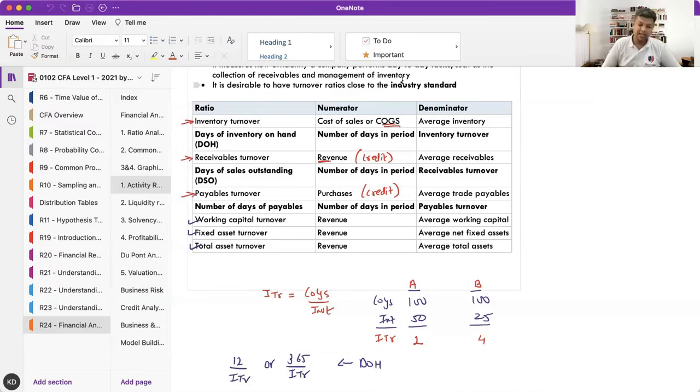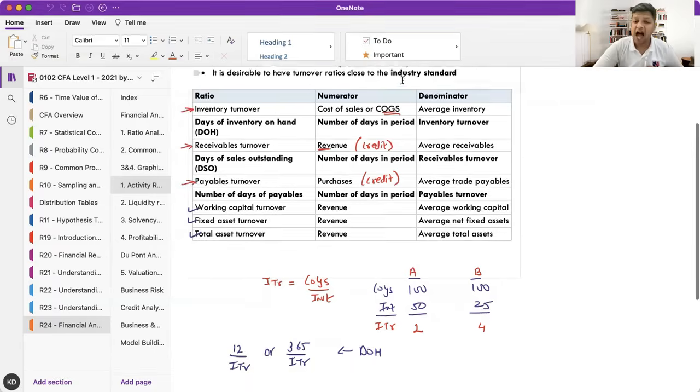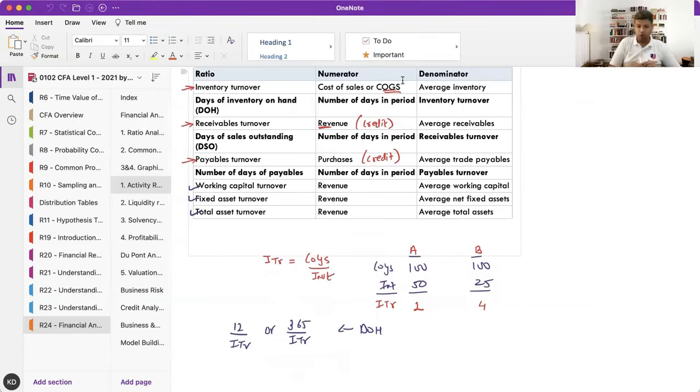Now, guys, if I want to convert into days, what will I do for A? I will do 365 over 2. How much will it be? Approximately 183 days. And for B, it will be how much? 365 over 4, 91.5, approximately 92 days, right?